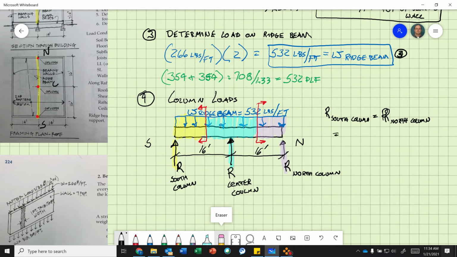And that equals, so we take 532 pounds per foot, and then I multiply that times 8 feet, and I get a point load on the column. That makes sense, right? So 532 times 8 equals 4,256 pounds.